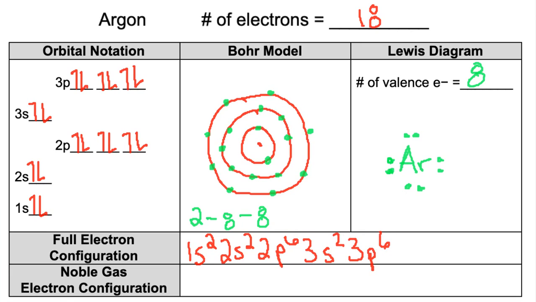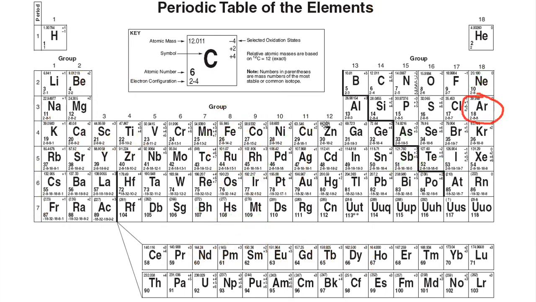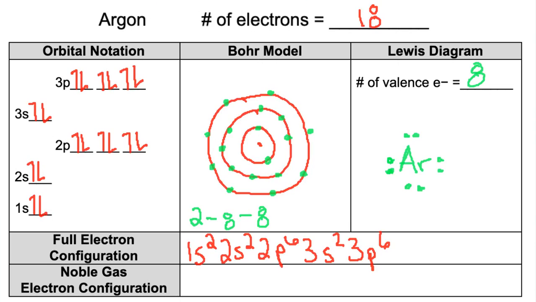Now if we go back to the periodic table, again, argon is a noble gas. So the noble gas configuration for argon is going to be brackets, and then the symbol for argon. And again, what that represents is all of this stuff up here. Shorthand for all of this. Now let's go and do the last example.